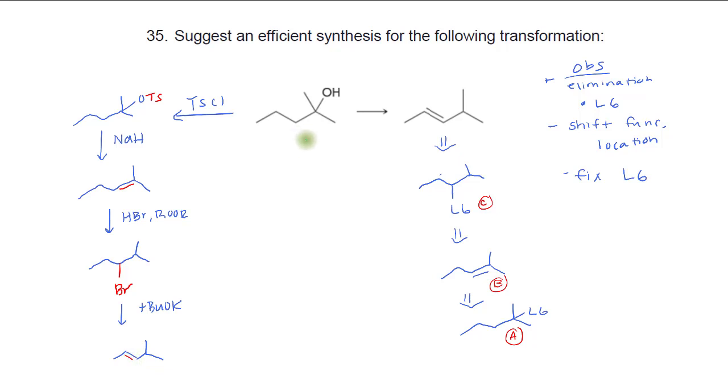Another route that you could have taken is to do the elimination under acidic conditions. So if I did H2SO4 with heat, that would form the carbocation, and then I would do an elimination from there. And then you could do the next part. So the number of steps is maybe one shorter actually in this case. And this one would work if there's an alcohol there and you don't have to worry about a rearrangement.